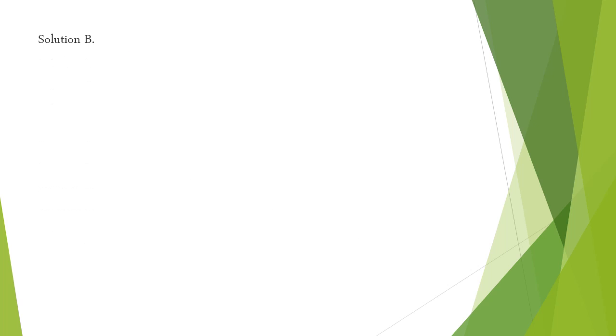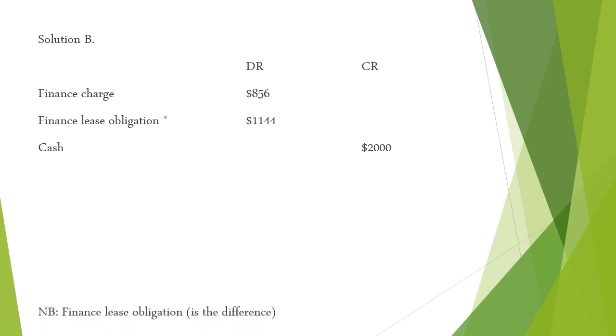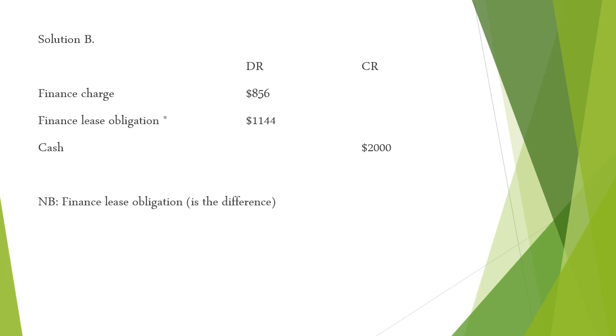Now let us look at the solution for question B, which goes like, what journal is required to record the $2,000 payment? Now we can remember from the initial calculations that in the year 2010 there was a finance charge of 856, so that goes to the debit side. And then if an amount of $2,000 is paid, that is cash of $2,000, the credit side is paid, then the difference between the 2,856 and the finance charge, which is the 1,144, is a finance lease obligation that we covered out of the payment of 2,000.